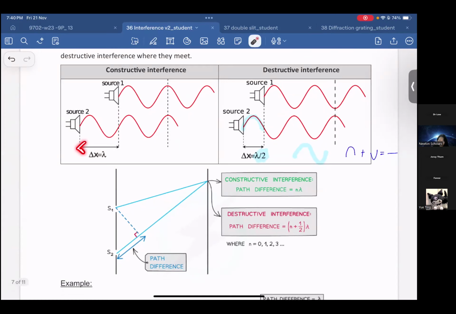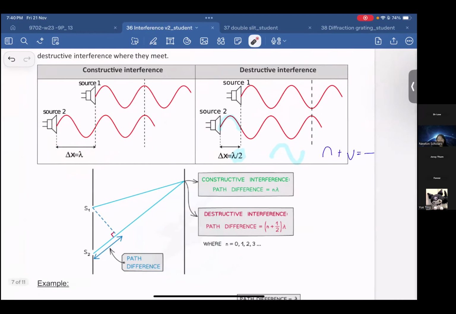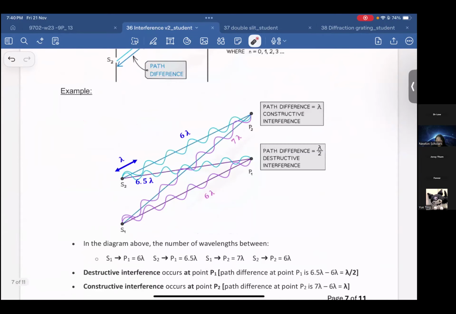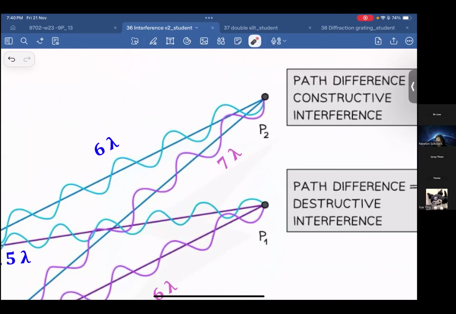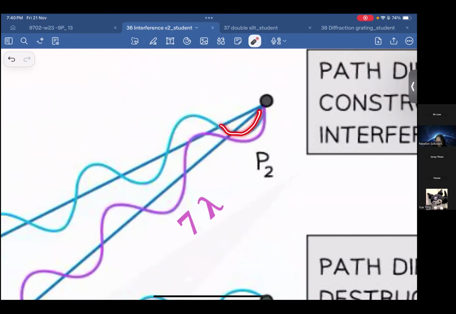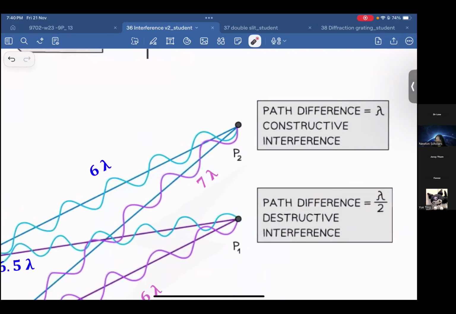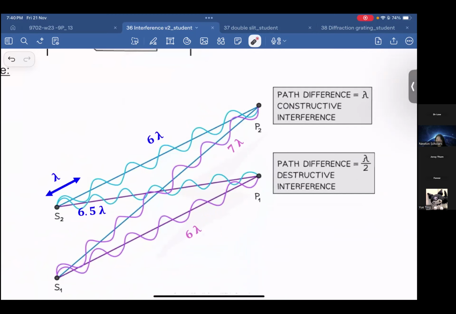If the extra travel is one complete wavelength, or n times a complete wavelength, two complete wavelengths, three complete wavelengths, it doesn't matter. At the end, at any point, when they superpose, they will produce constructive interference. You look at here, when they meet up, this is a trough meeting a trough, so at the end they will produce constructive interference.